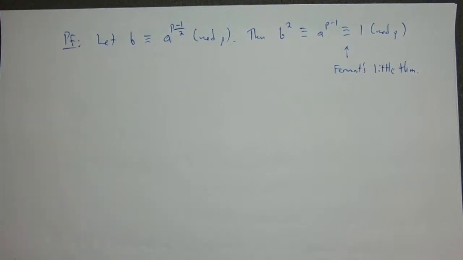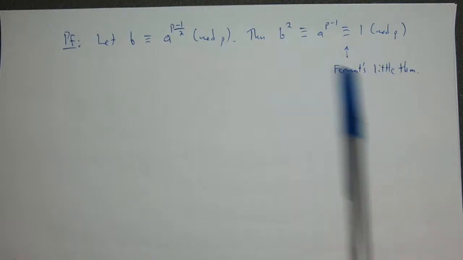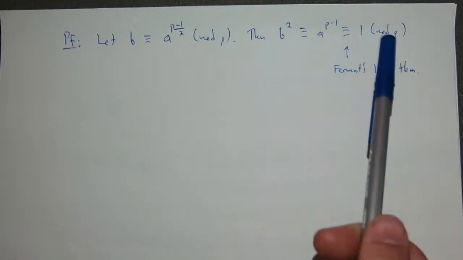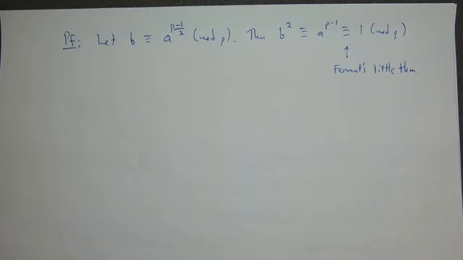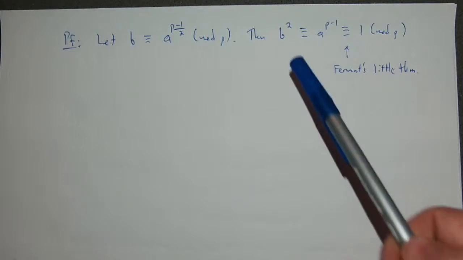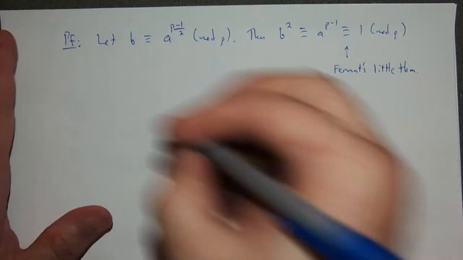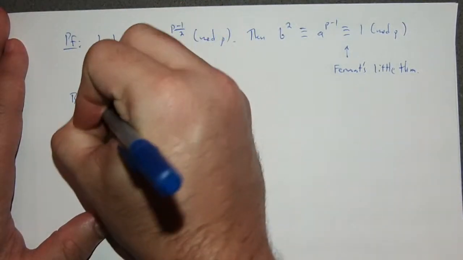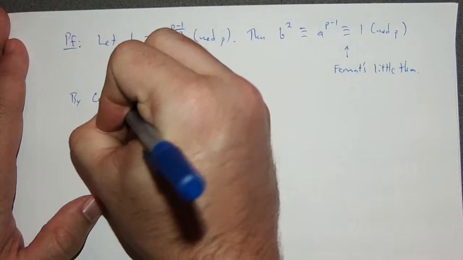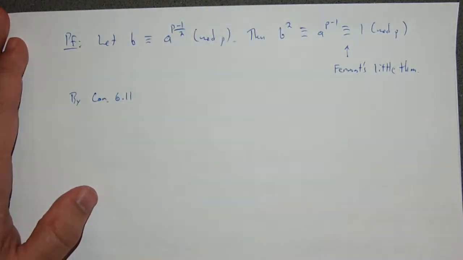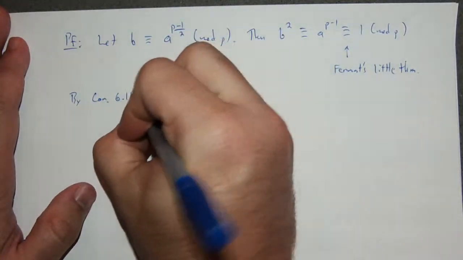Now, I had mentioned that we have dealt with solving an equation like this for B, that is B squared is congruent to 1 mod P. This is the only time we've dealt with quadratic congruences, and this was from a corollary from chapter 6. By corollary, I think this is 6.11, so this is from chapter 6.